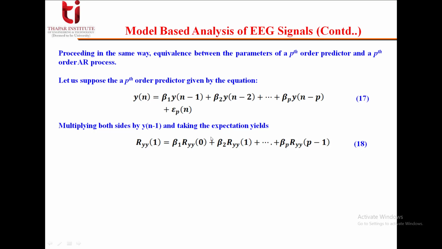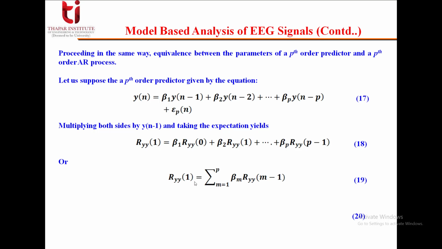If we multiply again by y of n minus 1, you can get the equations in terms of the autocorrelation function. Of course, we have to take the expectation as well. So that will be ryy1 is equal to beta 1 ryy0 plus beta 2 ryy1, similarly up to beta p ryy p minus 1. One thing we have to remember is that here we are multiplying with y of n minus 1, so y of n minus 1 multiplied with y of n minus 1 gives the autocorrelation at time lag 0, and accordingly the lags go up to p minus 1.